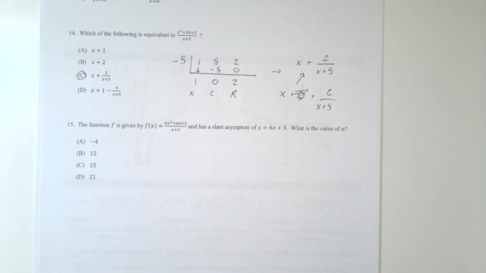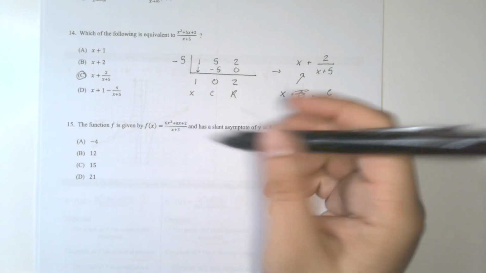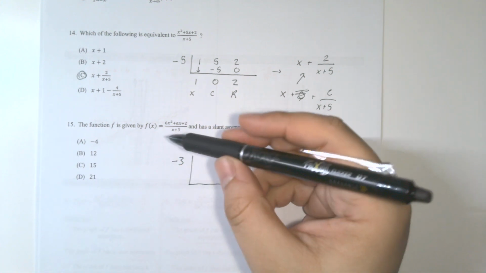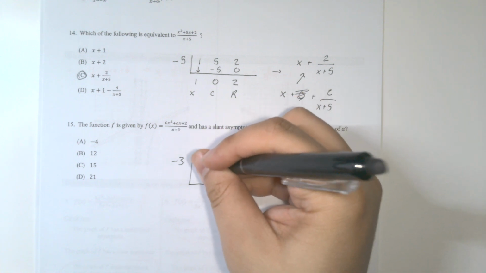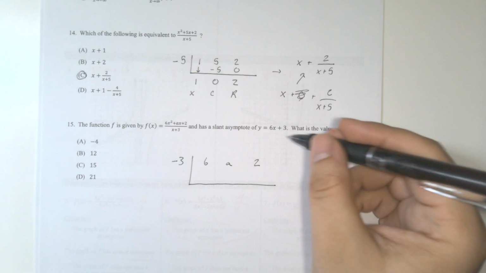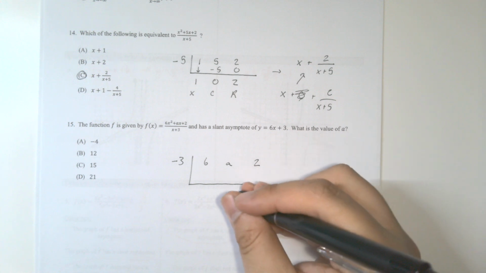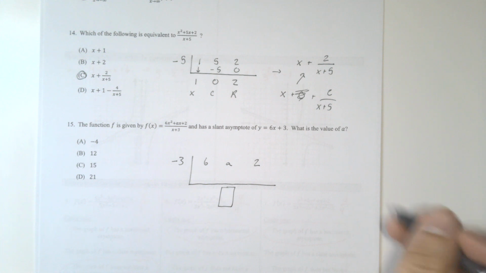The last one is we have this function given by blah blah blah with a slant asymptote of 6x plus 3. What is the value of a? Okay, so how we can set this up is, again, we're going to do synthetic division. We're going to write a -3, and then we want to write each of the coefficients that we have here. And just because it's an a, that's fine. We have a 6, we have an a, and we have a 2. And if we want the slant asymptote to be 6x plus 3, we basically need this value right here to be a 3.